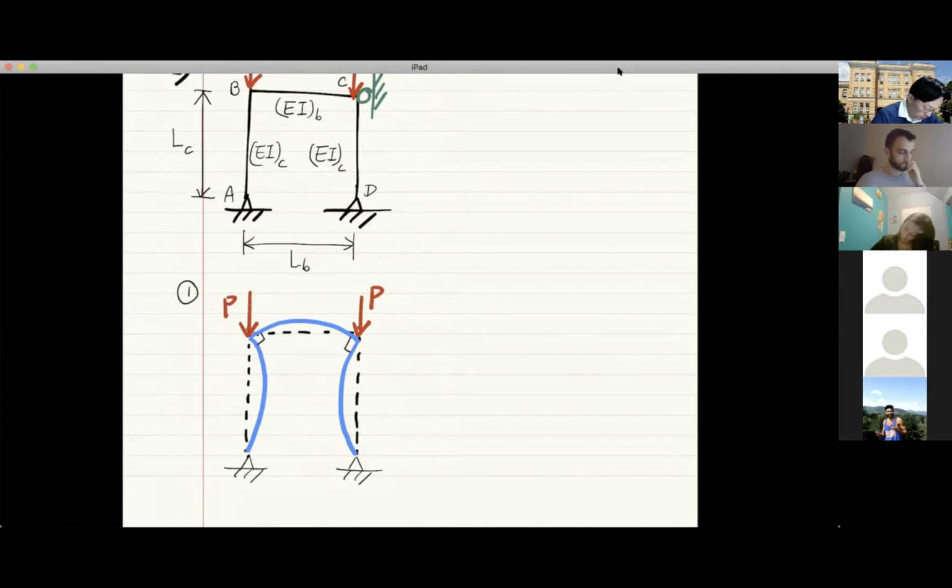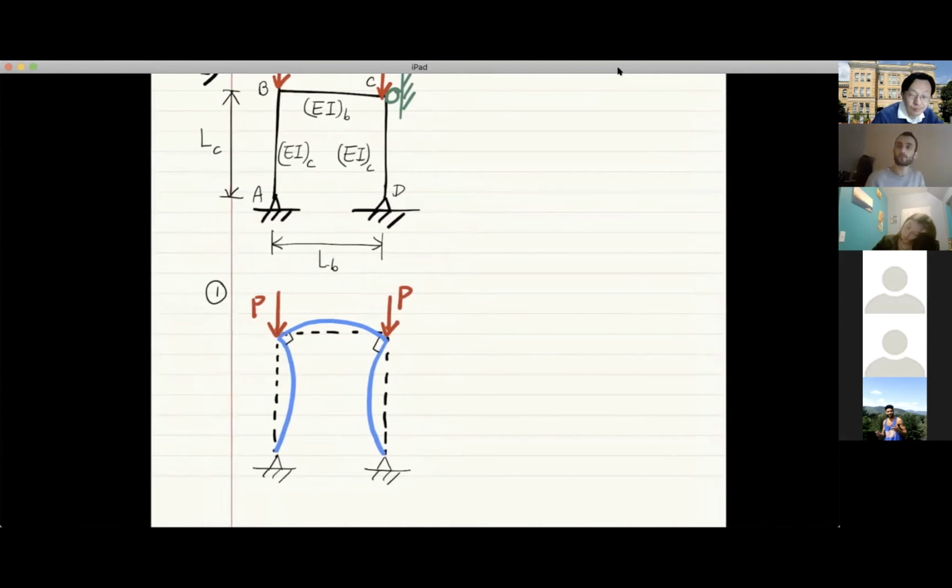internal actions. Due to symmetry, we are going to analyze half of it and the other half will be identical. So we don't have to analyze the entire one. We just have to analyze half of it, and we only look at one side. So suppose we take the left-hand side, the left of the center line, and perform our analysis.